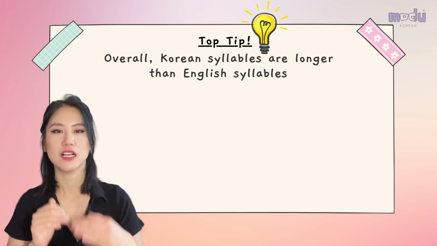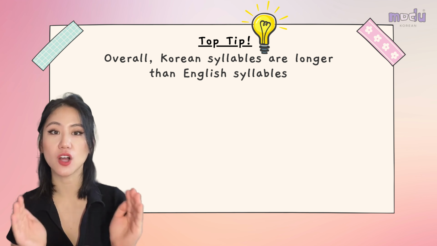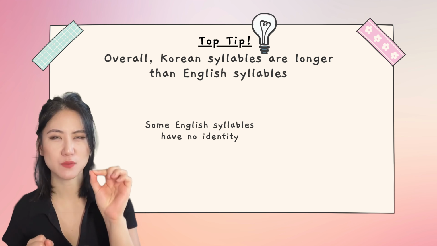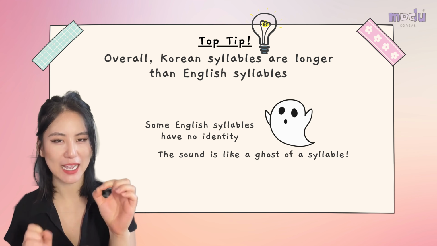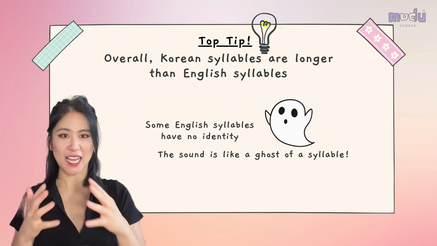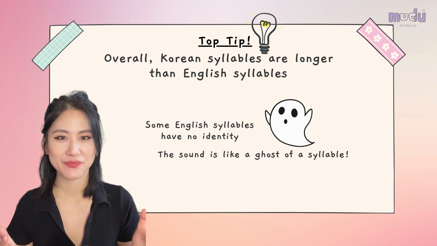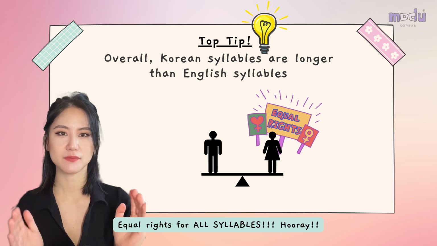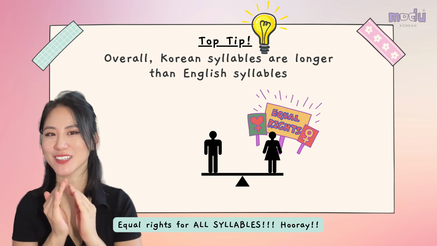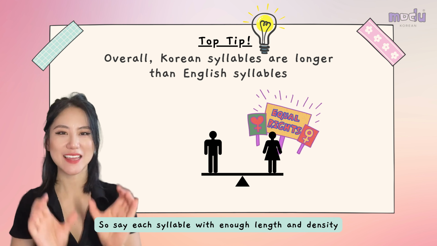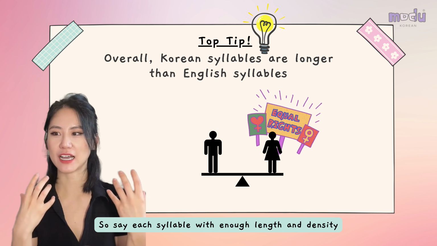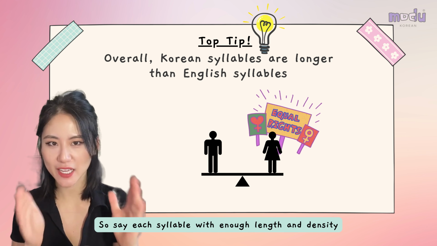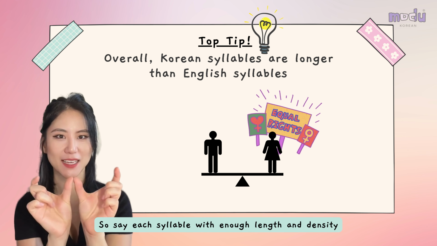So overall, Korean syllables are a lot longer than English syllables. A lot of English syllables are these small little sounds, and they don't have, let's say, an identity of their own. But in Korean, every syllable is made equally. They're all equal. So you want to say them all with enough length and enough, let's call it density, so that you can hear it properly and they are all the same length.